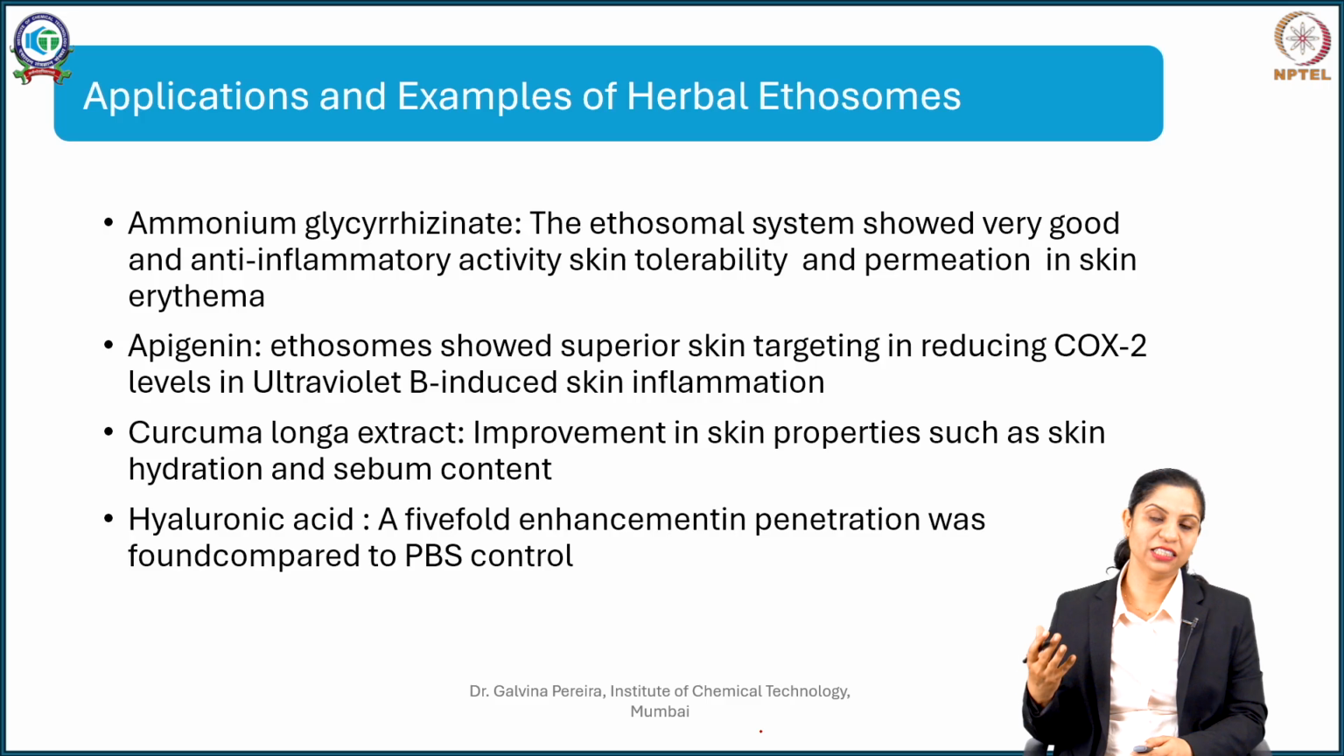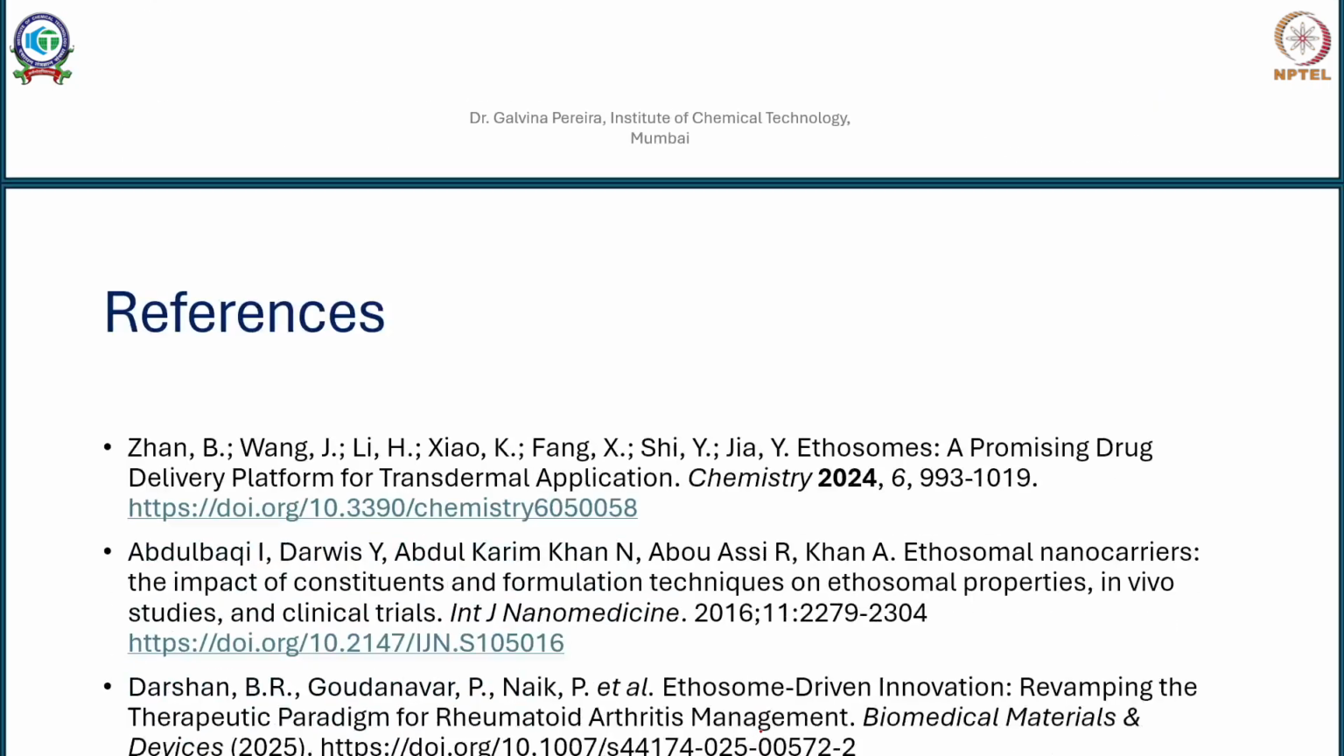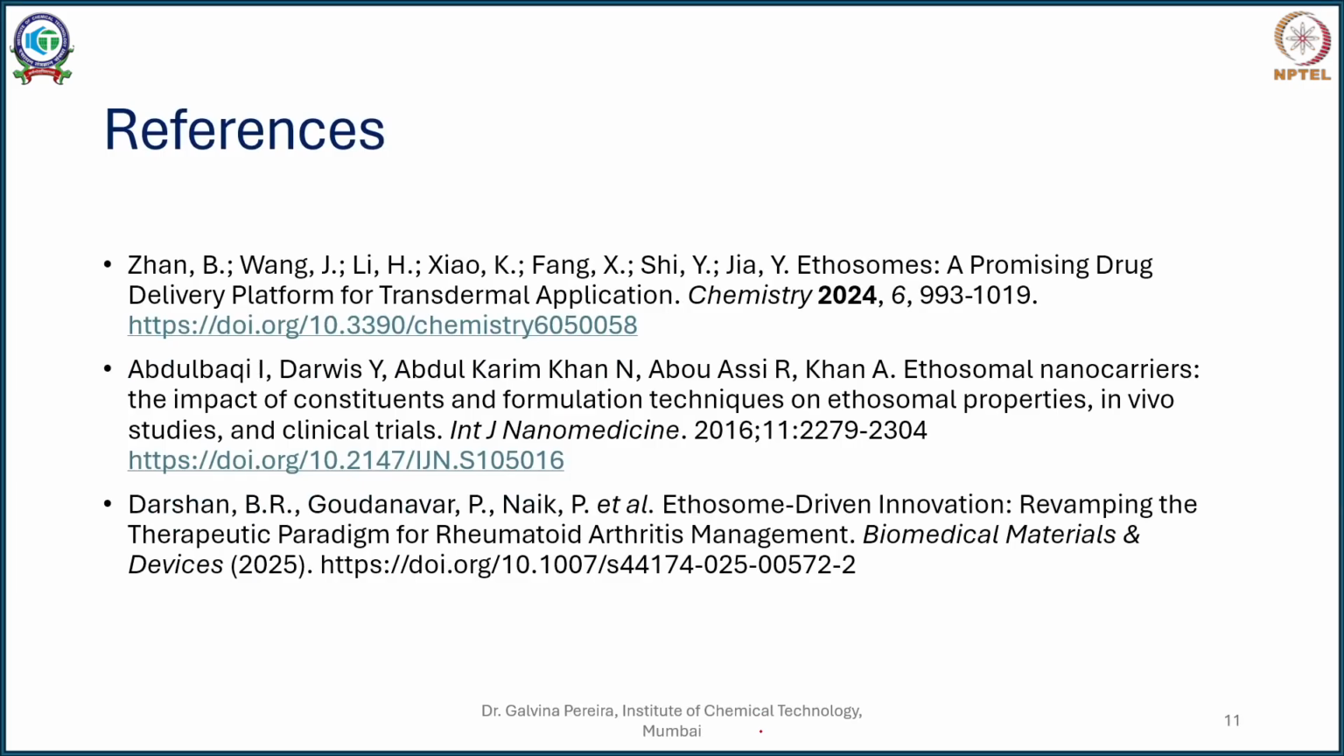In cosmetics, a clinical trial was also carried out with ethosomes possessing hyaluronic acid. In some cases nowadays, hyaluronic acid is also used as a permeation enhancer. So much so that it was observed that when hyaluronic acid was added to ethosomes, the enhancement in penetration was found to be about 5-fold as compared to PBS buffer. So here are a few references to ethosomes.